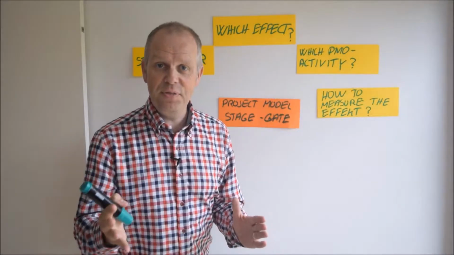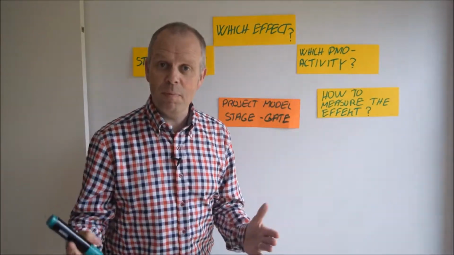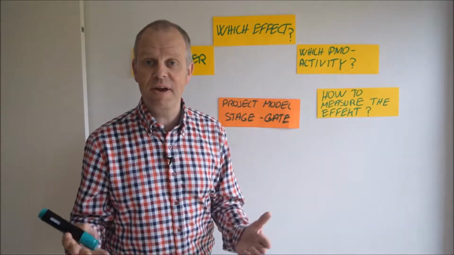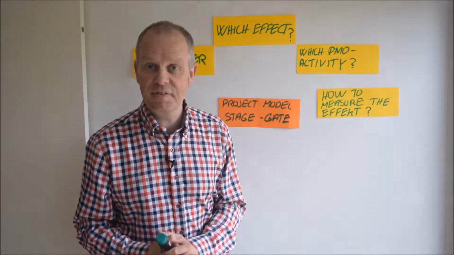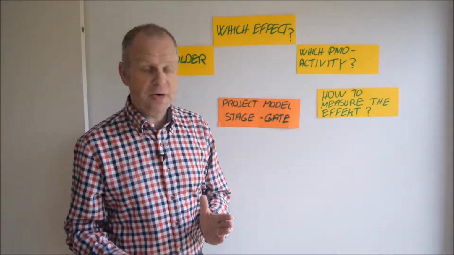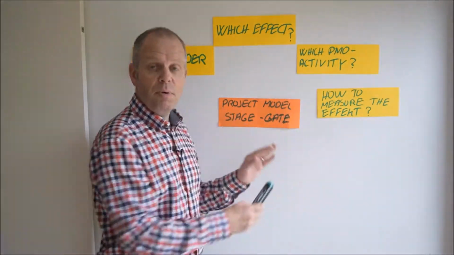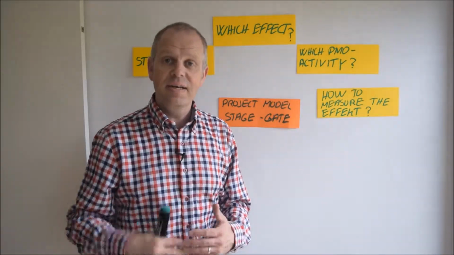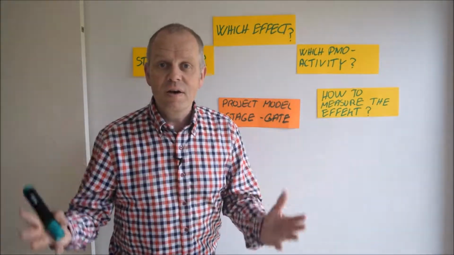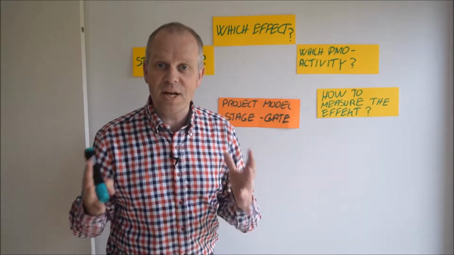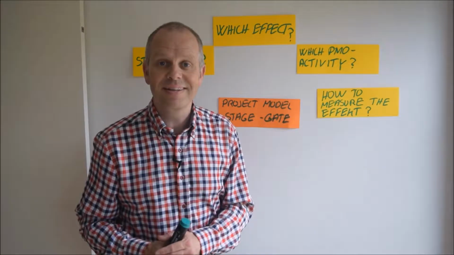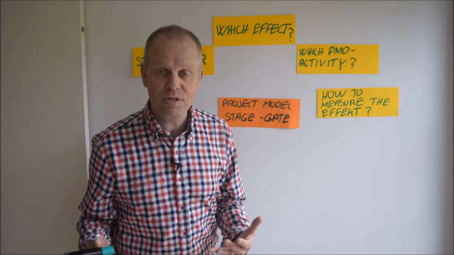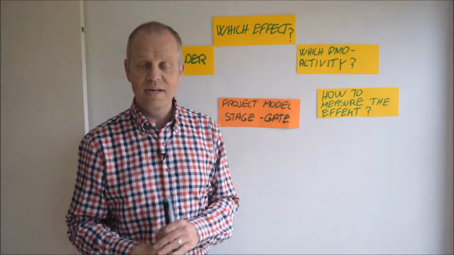Now I'd like to take you through a specific example from a company I've helped, clarifying how you prove and document the value of a specific PMO activity. This specific PMO activity is their project model, their stage gate model, and the PMO is responsible for handling, developing and overseeing a number of projects according to their stage gate model. So the main stakeholder of that project model is the development director.